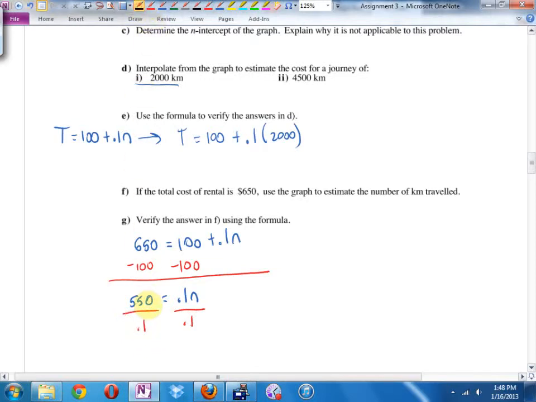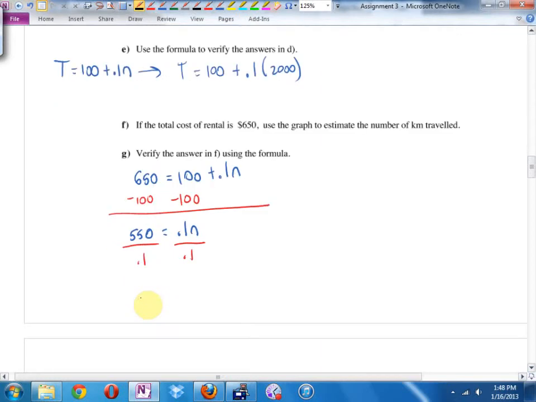What is 550 divided by 0.1? Don't all rush for your calculators at once or anything. Or you should be able to technically do this in your head, but I'll live with it. I think isn't dividing by 0.1 the same as timesing by 10? It is, yes? If you got $650, Kira, you can drive 5,500 kilometers.